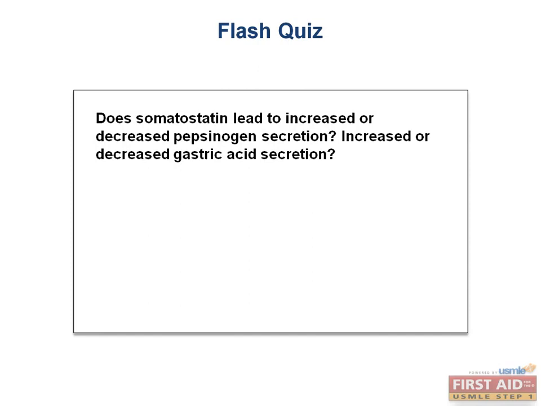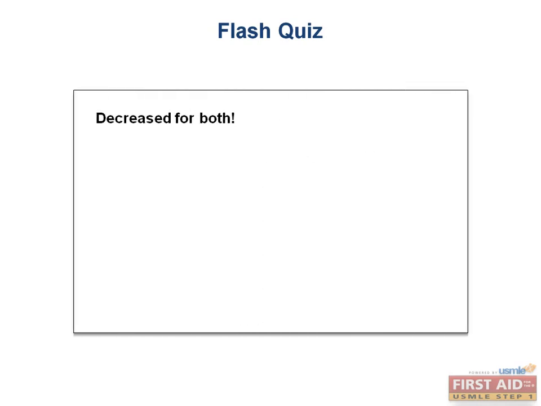Let's do a flash quiz. Does somatostatin lead to increased or decreased pepsinogen secretion? And does it lead to increased or decreased gastric acid secretion? Well, it's decreased for both. Somatostatin, remember, is an inhibitory hormone.